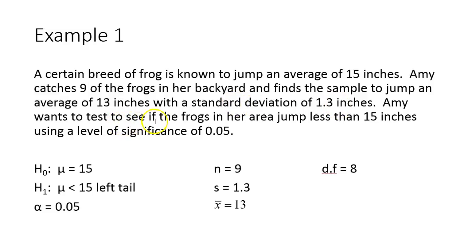Amy wants to test to see if the frogs in her area jump less than 15 inches using a level of significance of 0.05. So here we state the null hypothesis where the population mean is known to be 15 inches. And her alternate is she believes that population mean is now less than 15, which would be a left tail test. We'll look at that again in a moment because it's a little bit different here.